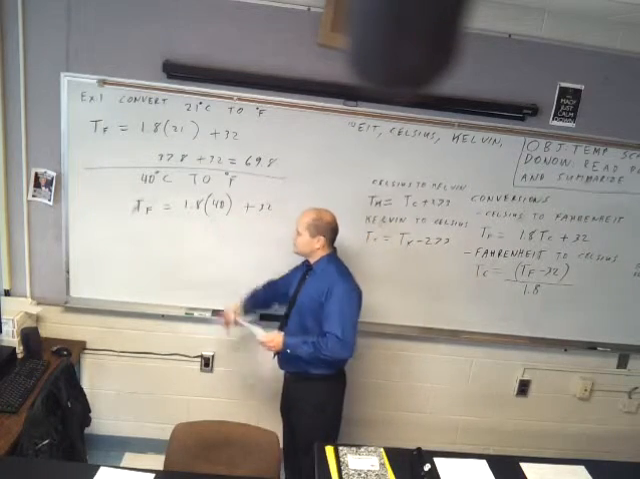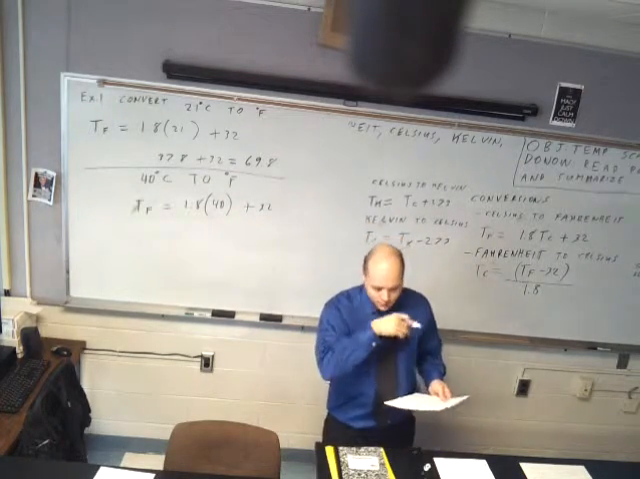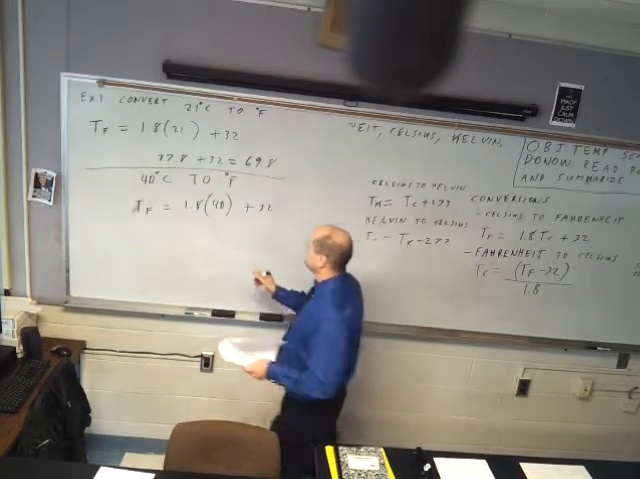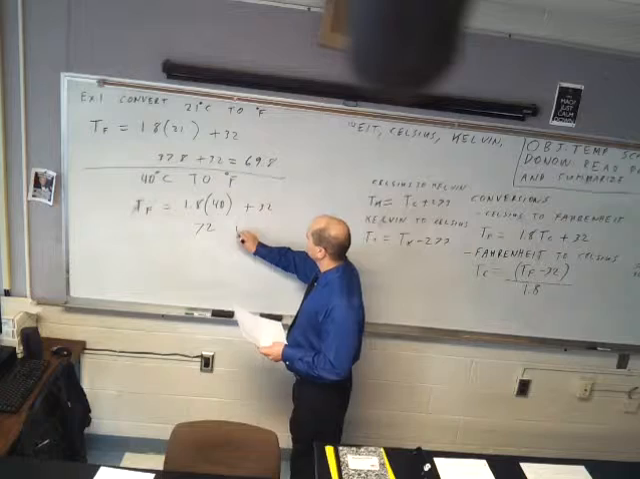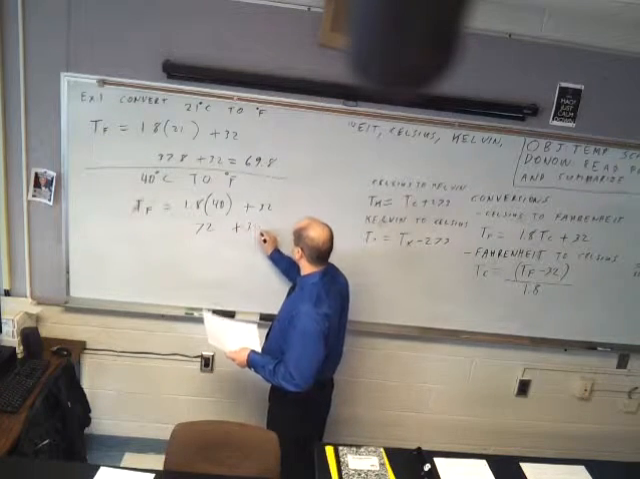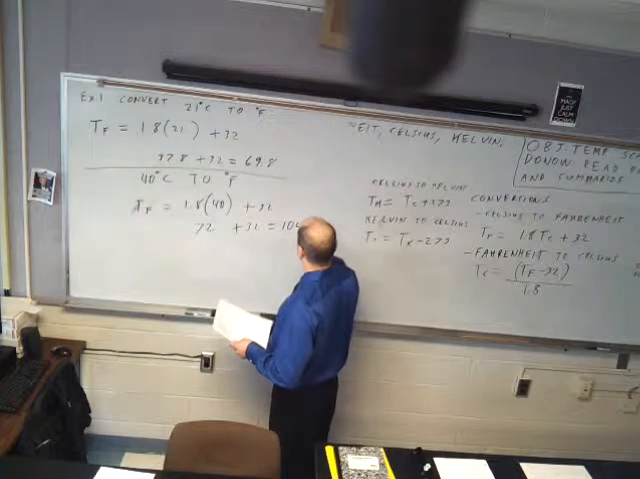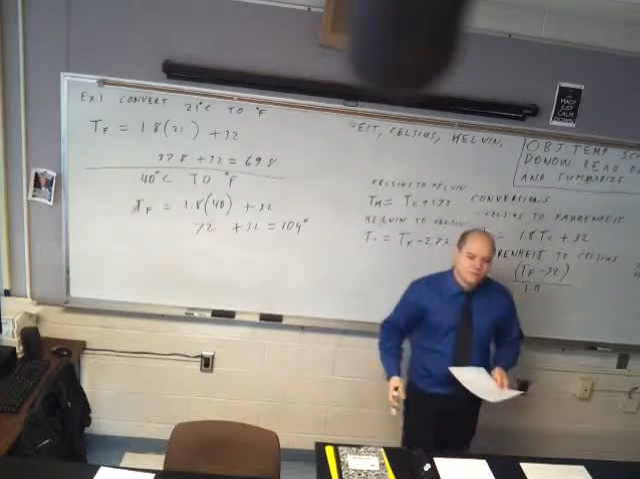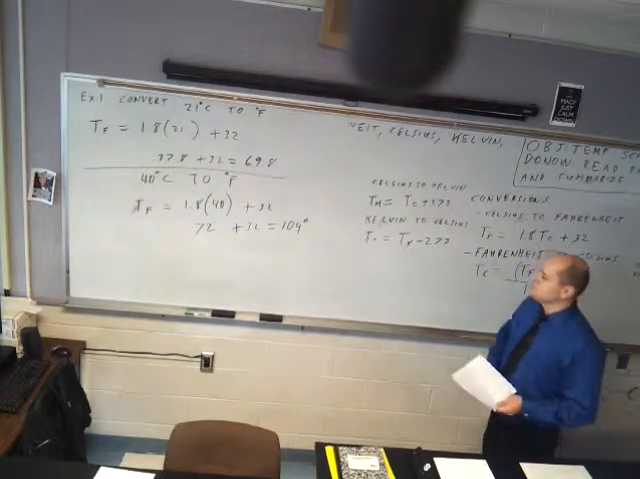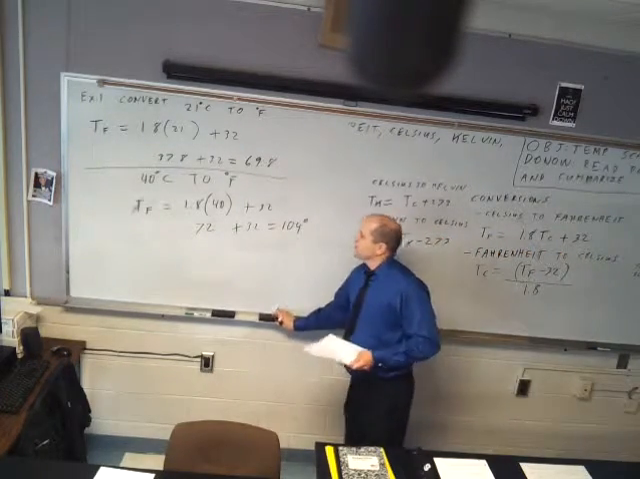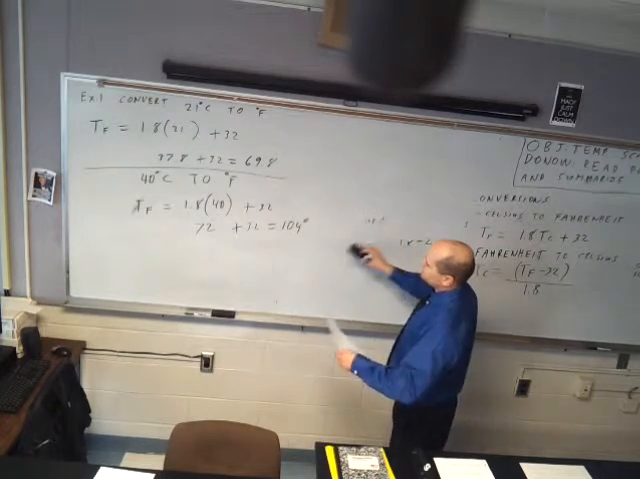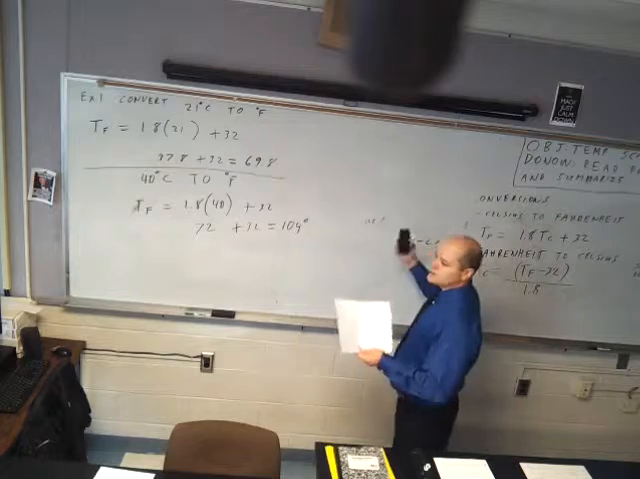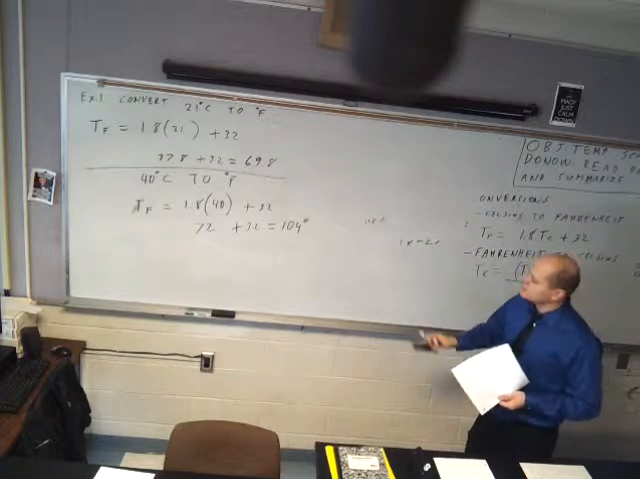Okay, so 1.8 times 40, you should be able to do that in your head. It's like 18 times 4, which is 72. And 32, so what does that come out to? 104. So 40 Celsius is 104 Fahrenheit. That would be really hot. And you could gauge from this that your body temperature is a little bit less than 40 Celsius, like 37 or something.